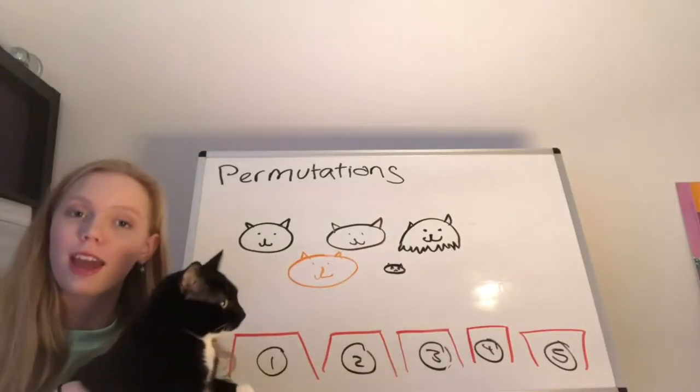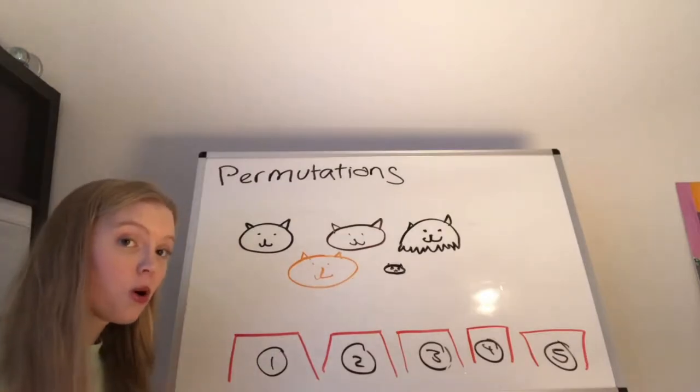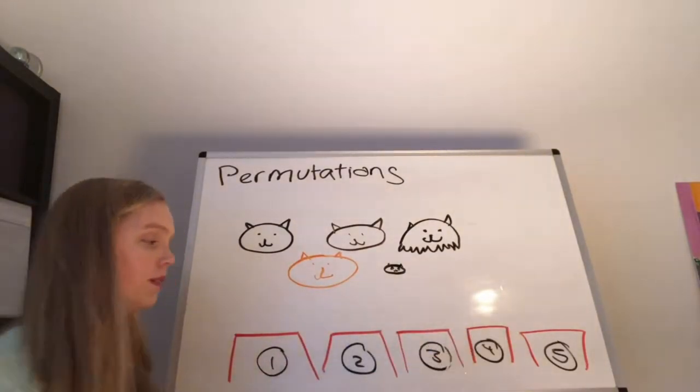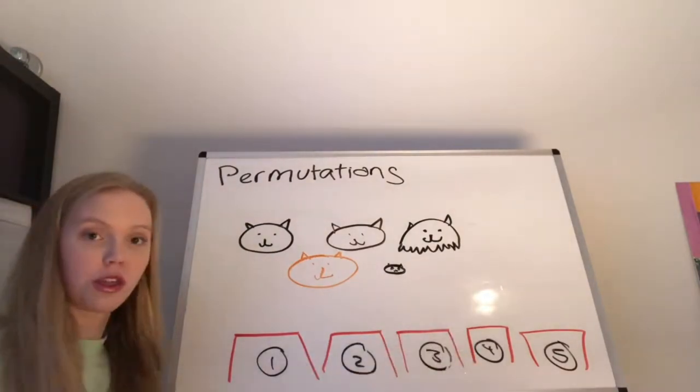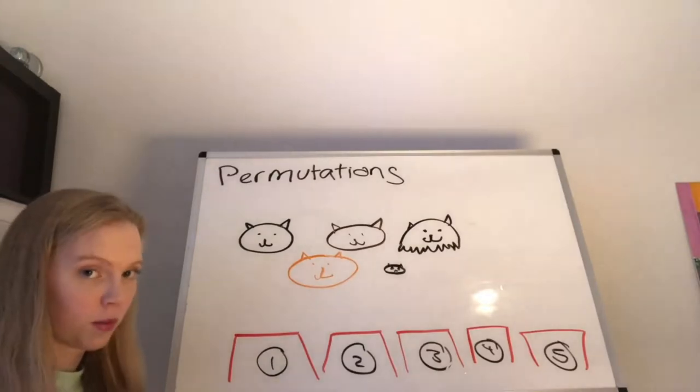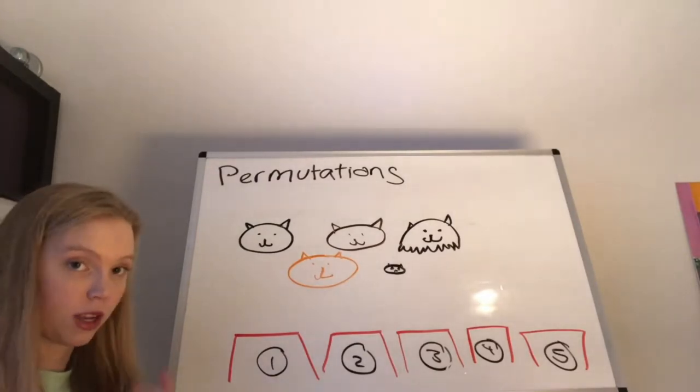So we're gonna have a cat show. And our goal is to figure out how many ways we can place them in 1st, 2nd, 3rd, 4th, and 5th place. So how can we do this? Well, this is called a permutation. We're figuring out how many ways we can order objects.